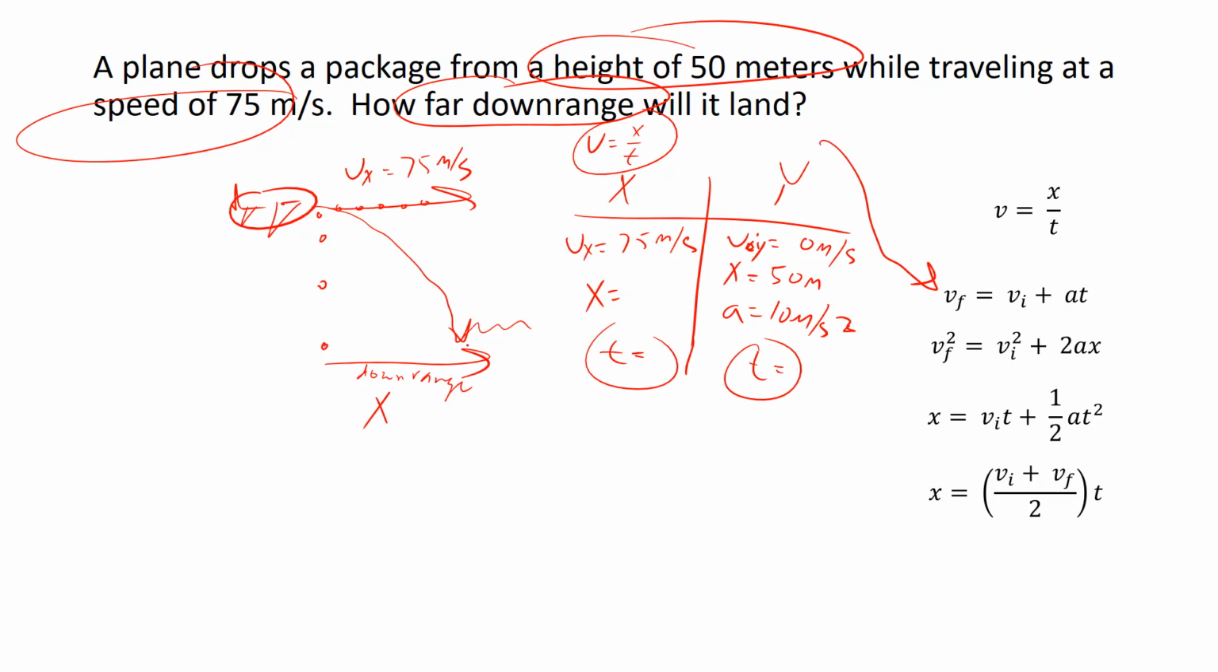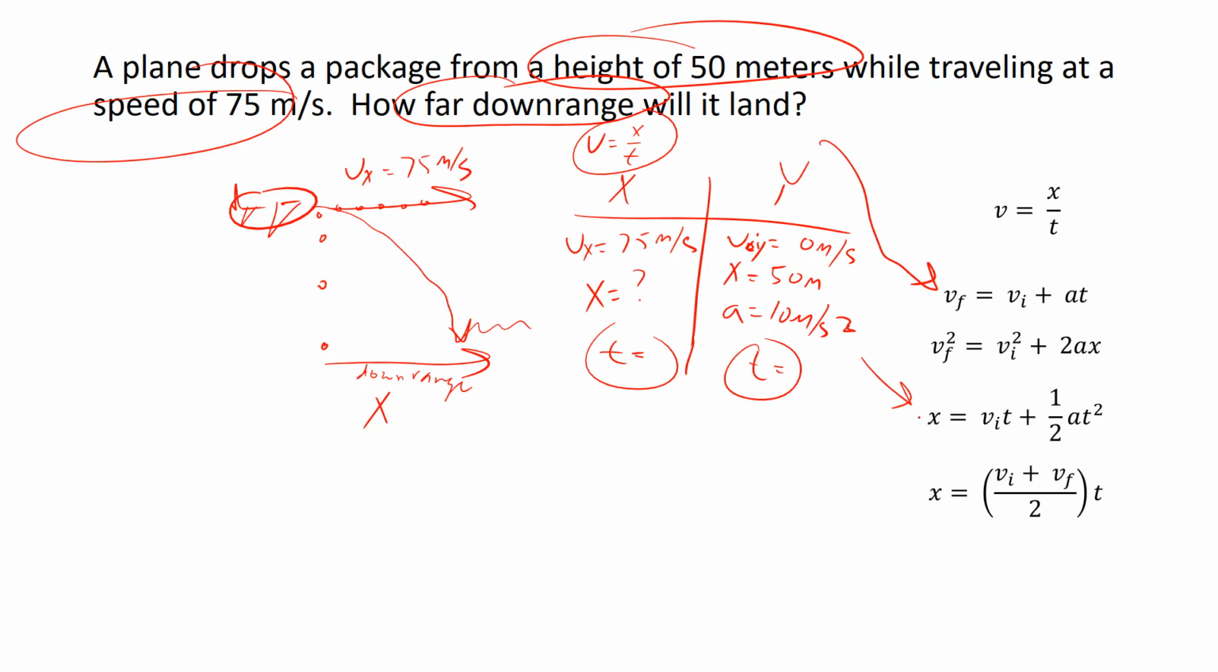We're just concerned with how far forward it is from where it landed. So we have everything we need to solve for x. Let's go ahead and solve for this. Which equation has x, vi, a, and t in it? It's going to be this one right here.